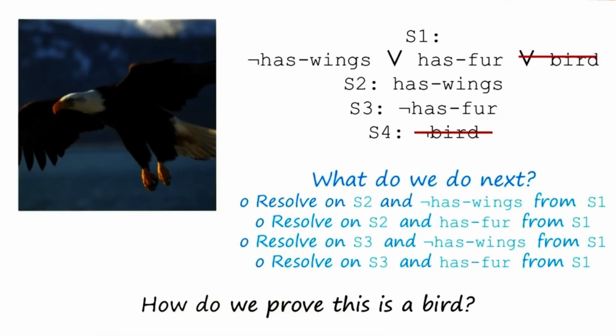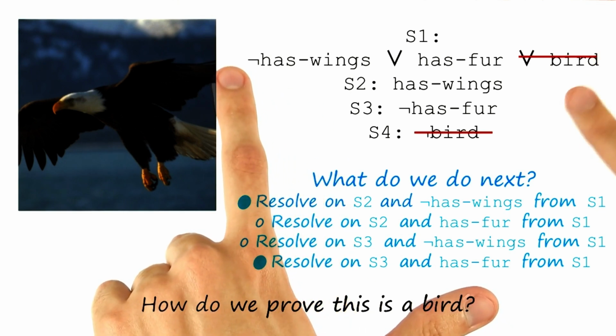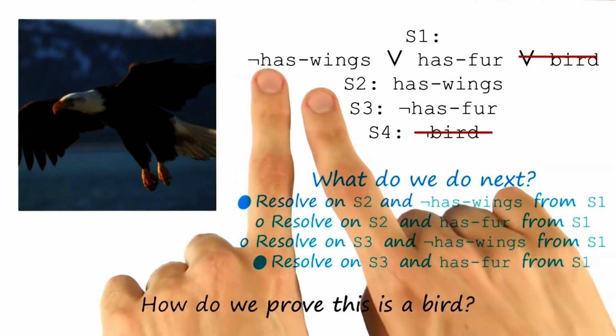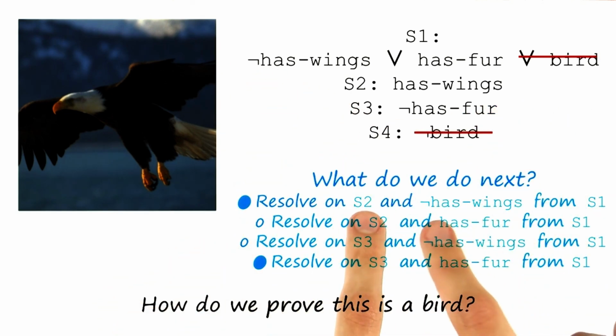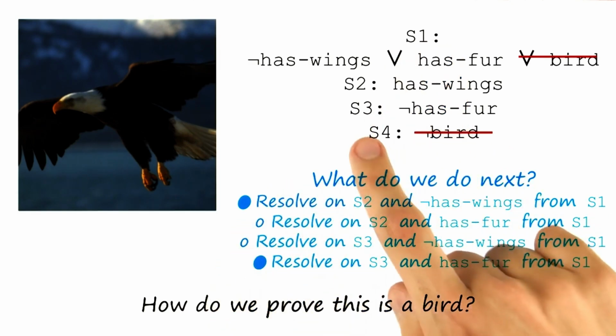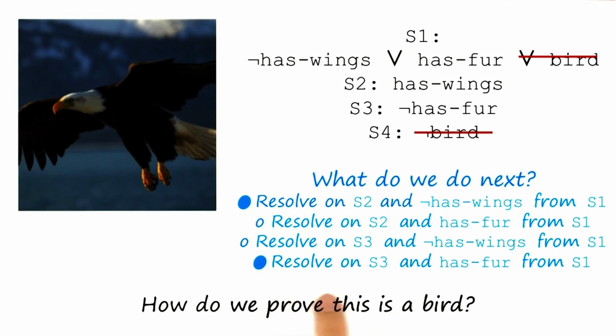What shall we resolve on next? Of the four choices, which one did you pick, David? So I picked the first one, but I think there's actually two correct answers. What we're looking for is something else in S1 that has a negation in another sentence. Not has wings has a negation in S2, so we could resolve on S2 with the not has wings portion of S1. Has fur also has a negation in S3, so we could also resolve on S3 and the has fur portion of S1. This is right, David.